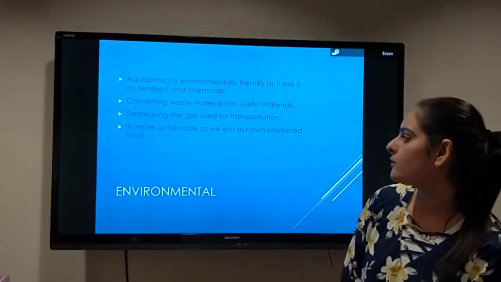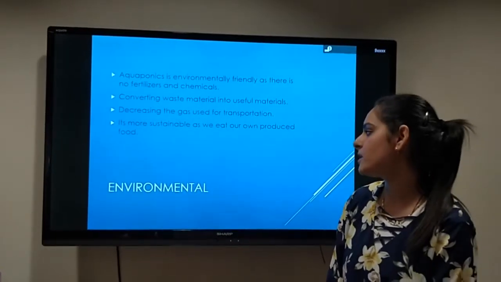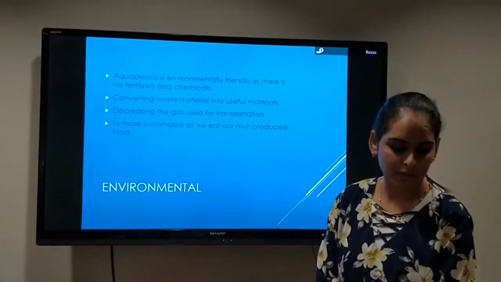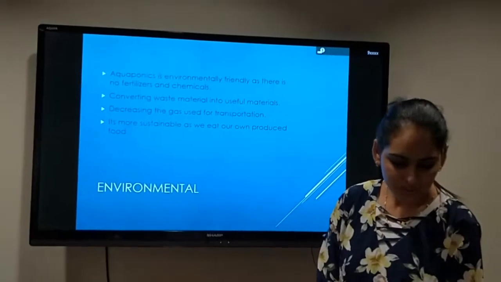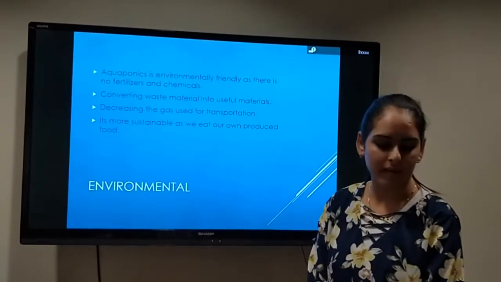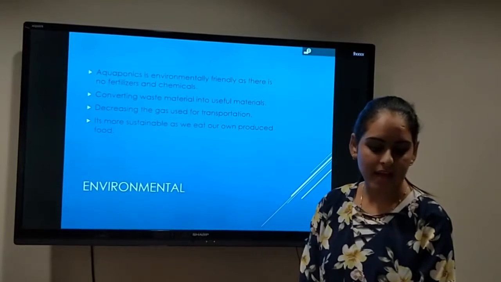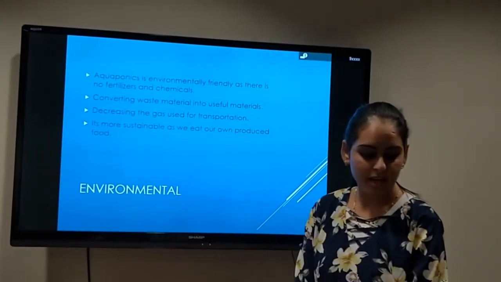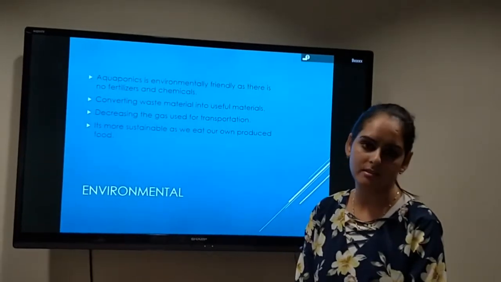And the second dimension of aquaponics was environmental. I think that aquaponics is environmentally friendly because there are no fertilizers and chemicals needed in it, and it depends upon the natural cycle that converts the fish waste material into fertilizer for plants.